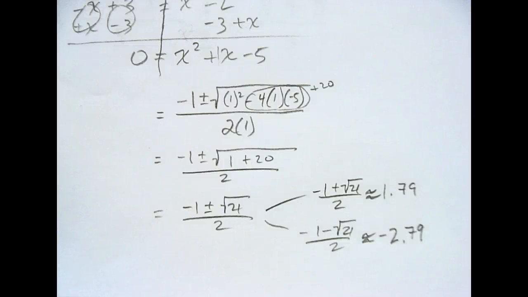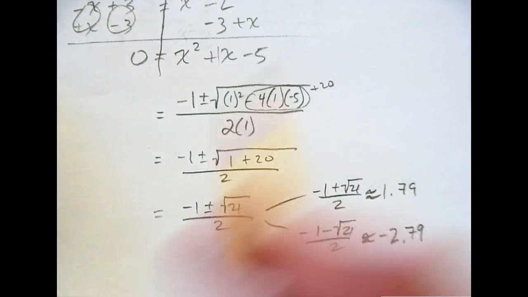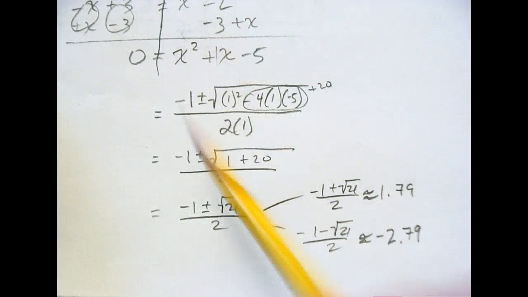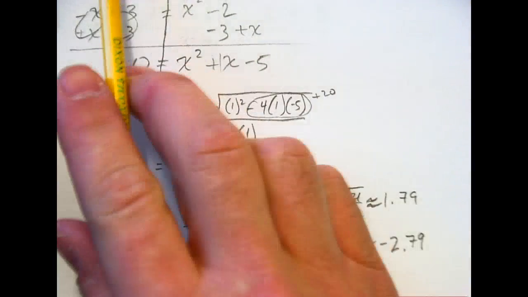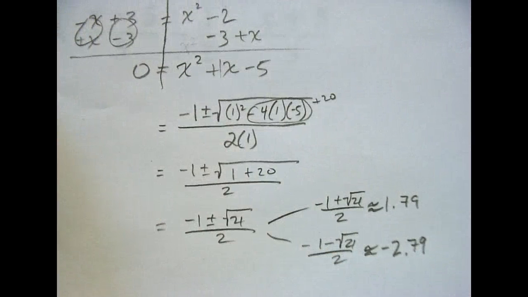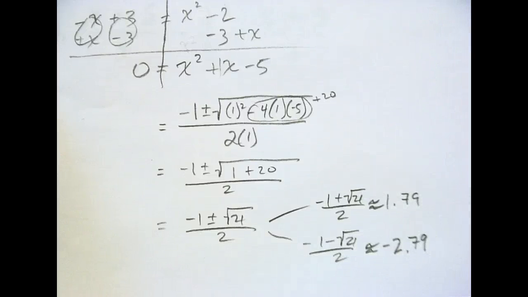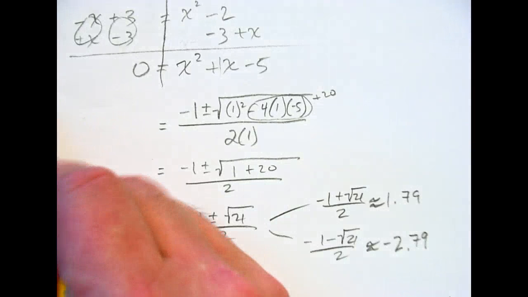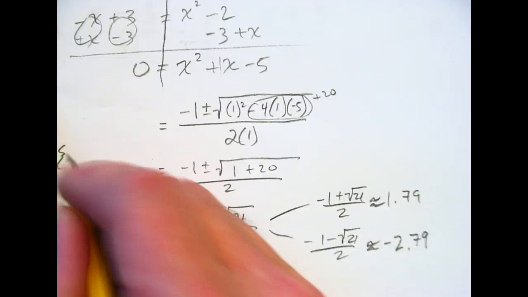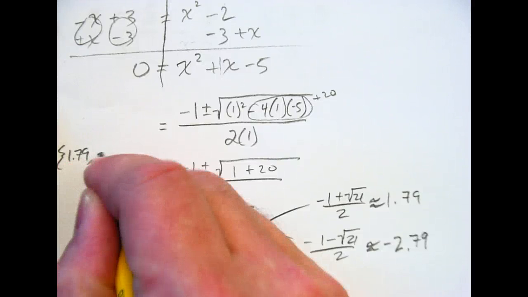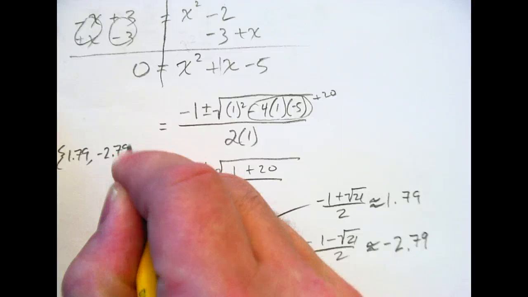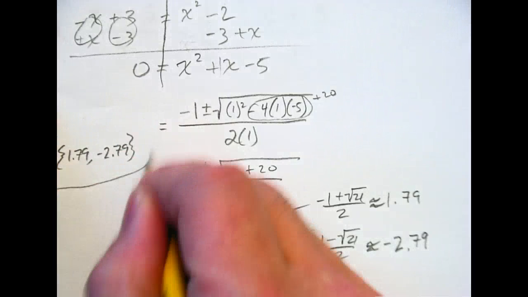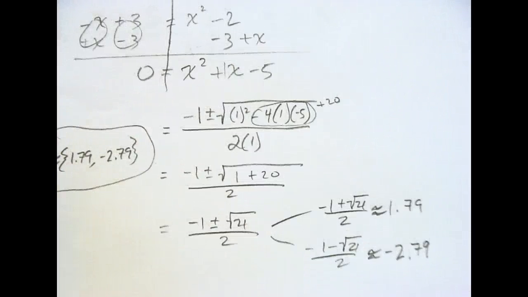All right, so those are our x values. You should always test them. You plug them in. They should work out on this one. Okay. So 1.79, -2.79. Make sure you put it in set notation. Round to the nearest hundredths. All right. I guess that's approximately that.